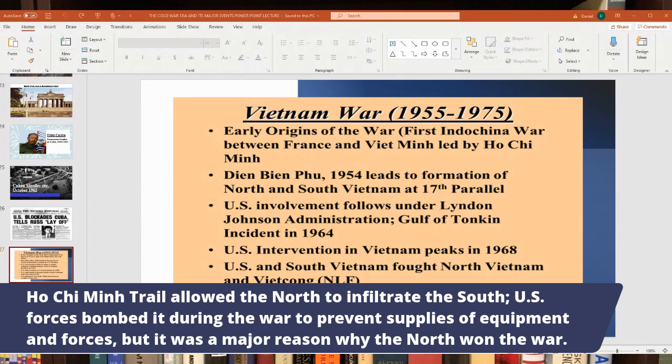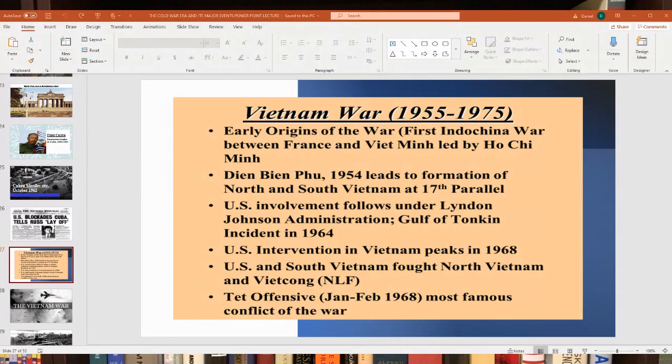But it basically helped the North win the war. And also the fact that the war started to become unpopular in the United States, the war became very unpopular.